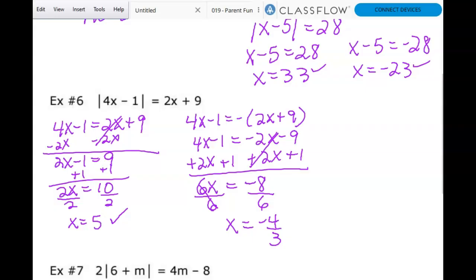Now we have to check the minus 4/3. So pick up your handy dandy calculator. Take 4 times negative 4/3 and subtract 1. Negative 19 over 3. Okay? So then take 2 times negative 4/3 plus 9. What do you get? Positive 19 over 3. So, do they match? No. So this one is extraneous.